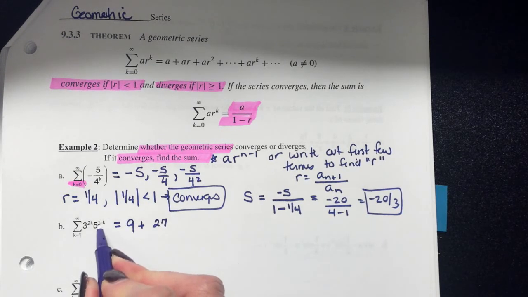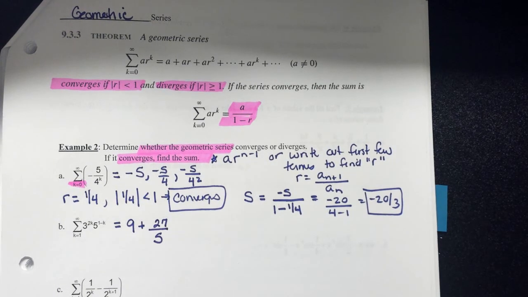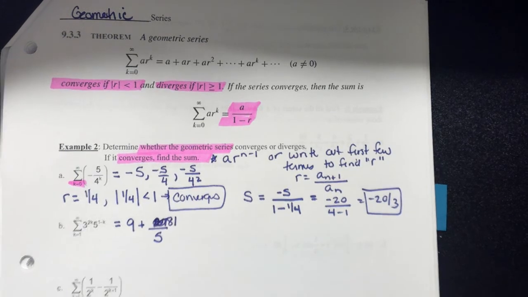over, now 5 raised to the 1 minus 2 is going to be 5 to the negative 1st, which is going to give me a 5 in the denominator. Yeah, did I multiply? The k would be 2, so it would be 3, 4. Oh yeah, 81, thank you. You're right, 81, thank you. So 81 over 5.